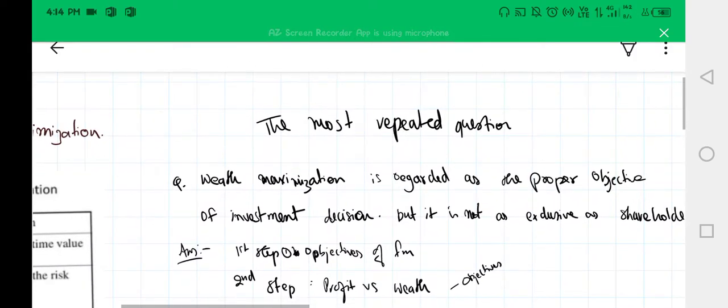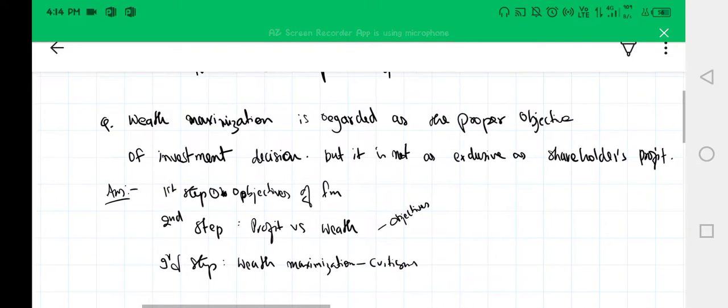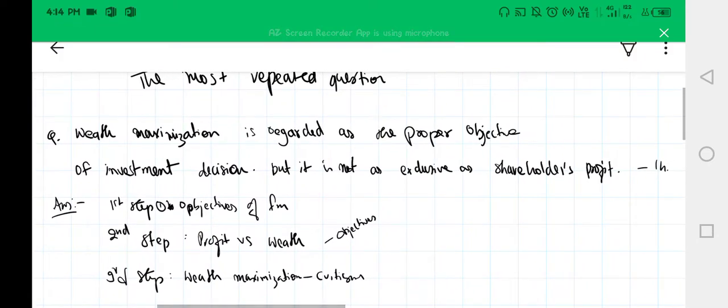Next, the most repeated question: wealth maximization is regarded as the proper objective of investment decision, but it is not an exclusive as shareholders profit.